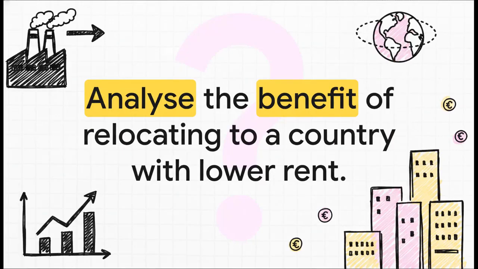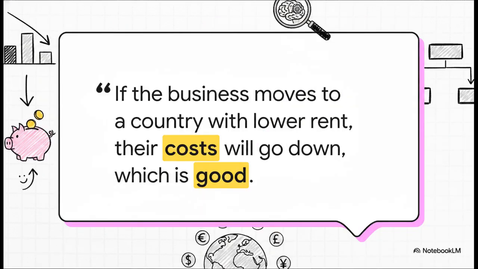Okay, let's try one more, just to make sure we've got this. This one's about location. Analyze how a business might benefit from relocating its factory to a country with lower rent. And again, here's the kind of weak answer we see all the time. It says costs go down, which is good for the business. But good is just way too vague. It doesn't explain how it's good or why it's good. It's missing all that juicy detail that gets you the marks.